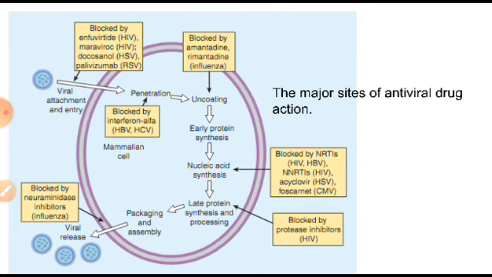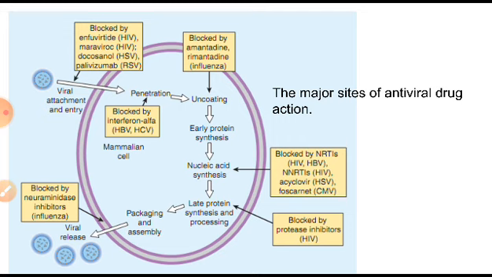Then the penetration process is blocked by interferon alpha. Then we have the uncoating process, which is blocked by the anti-influenza drugs amantadine and rimantadine. Then we have nucleic acid synthesis, a very important phase of the viral life cycle. It is blocked by NRTIs. We also have NNRTIs, acyclovir, foscarnet. They all play a role in it. Next is late protein synthesis, meaning protein synthesis for making more proteins required for viral survival. That is blocked by the protease inhibitors, right?